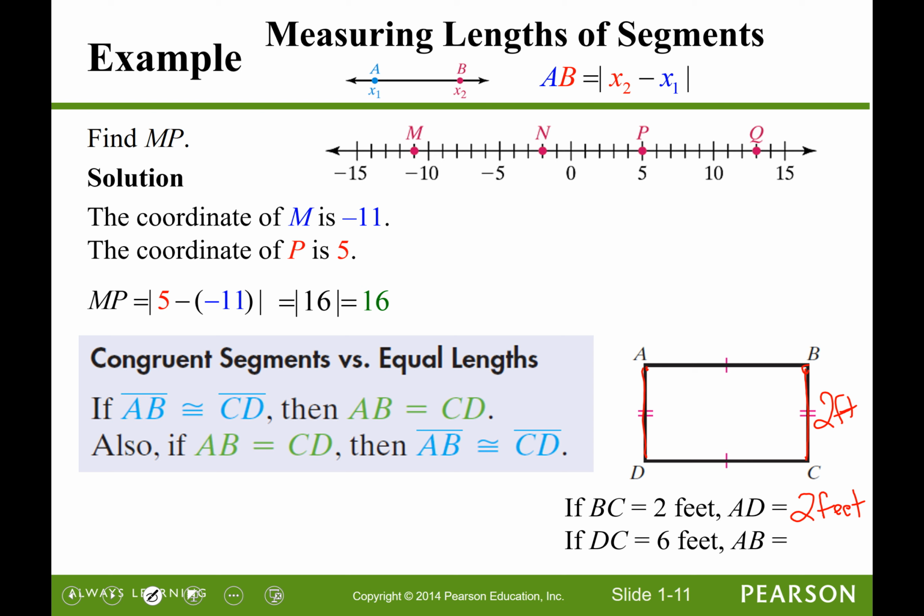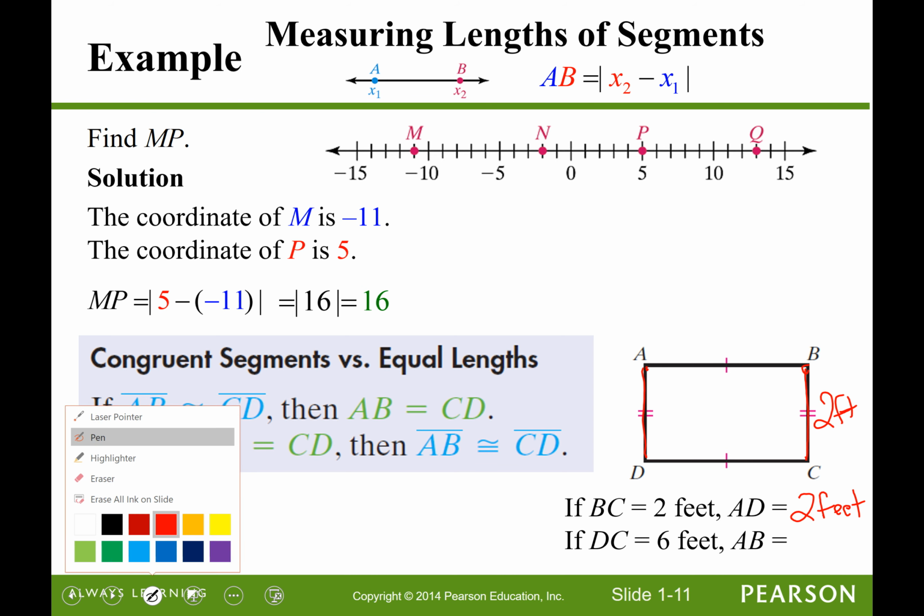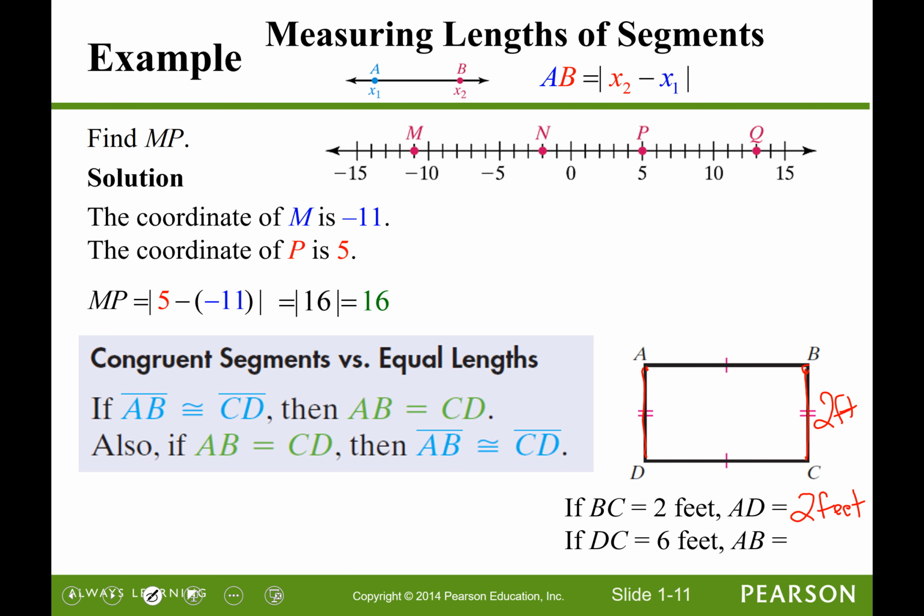All right, let me change colors for the next one. We have DC with no line over top, so they're saying the measure of the length from D to C is 6 feet. And then they're asking us to find AB. A to B is the segment that also has the single tick mark. That means that those two segments are congruent. And when two segments are congruent, we know that they have the same measure. So AB would also be 6 feet.